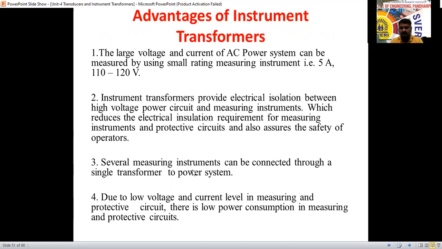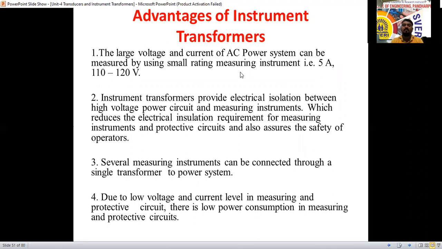Instrument transformers have some advantages also. The large voltage and current of an AC power system can be measured by using small rating instruments. Very high voltages we can bring down to 110 to 120 volts only, kV to volts. Very high currents, 50 or 60 amperes, we bring into 5 ampere, or 1 ampere, or 2 ampere.